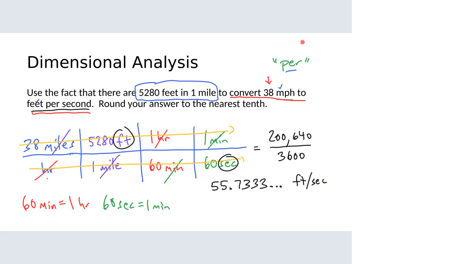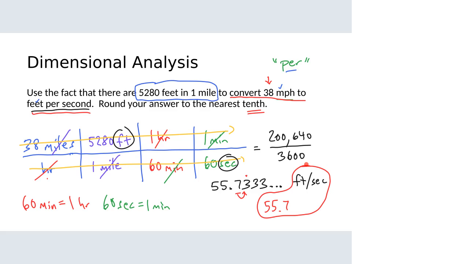And the last thing I'll do here is, I was told to round to the nearest tenth. So we'll find the tenths place, look one space to the right, that's 3, or lower, so we'll round this down to 55.7 feet per second. So if we're traveling 38 miles per hour, then we're going about 56 feet per second.